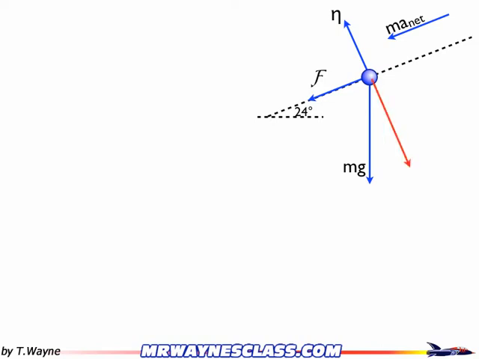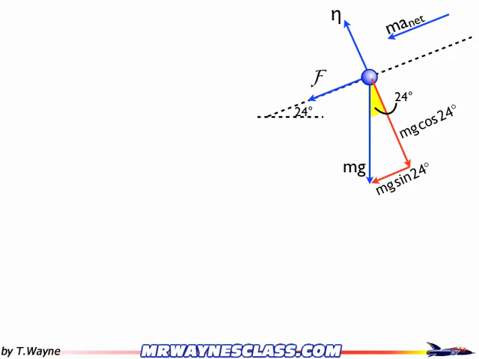So what I need to do is find the components of mg that are parallel and perpendicular to ma net. So my first component I'll make perpendicular to ma net, going down. And that angle right there is going to be 24 degrees. Because that's 24 degrees and mg is the hypotenuse of my triangle, that adjacent side is going to be mg cosine 24. To finish my triangle, I've got the downward piece, and that's going to be mg sine 24.